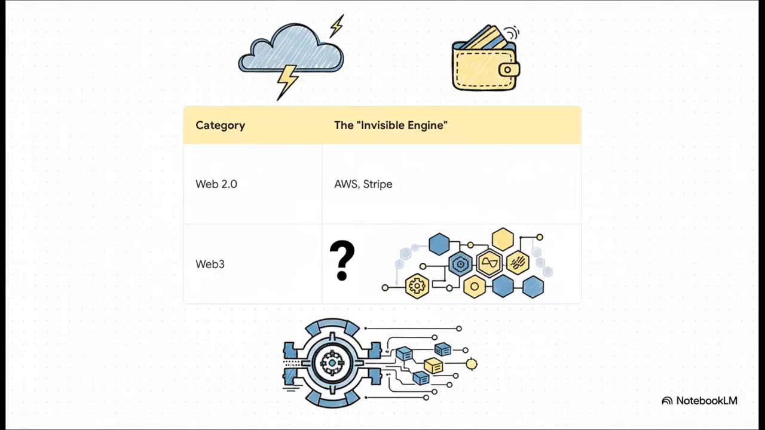Okay, so to put this into perspective, just think back to Web 2.0. Amazon Web Services, AWS, basically gave us the cloud on a platter. Stripe made online payments a breeze for any developer. They were the absolute game-changing engines, which of course raises the million-dollar question for Web3. What's our engine? What's going to power this next generation of on-chain apps?